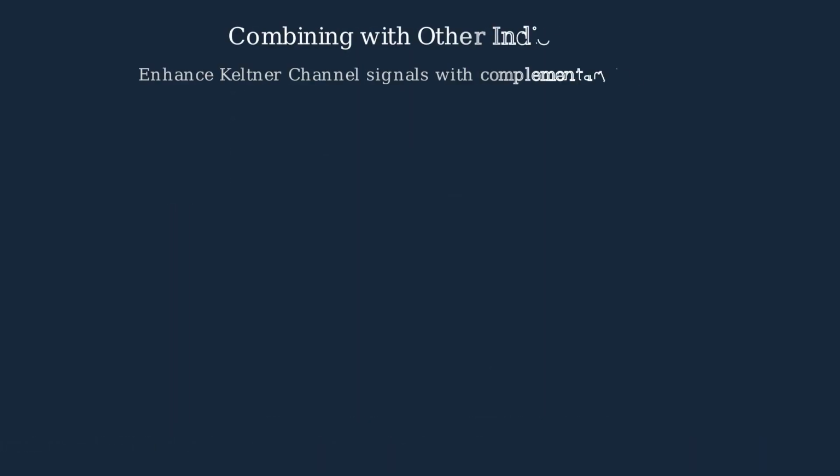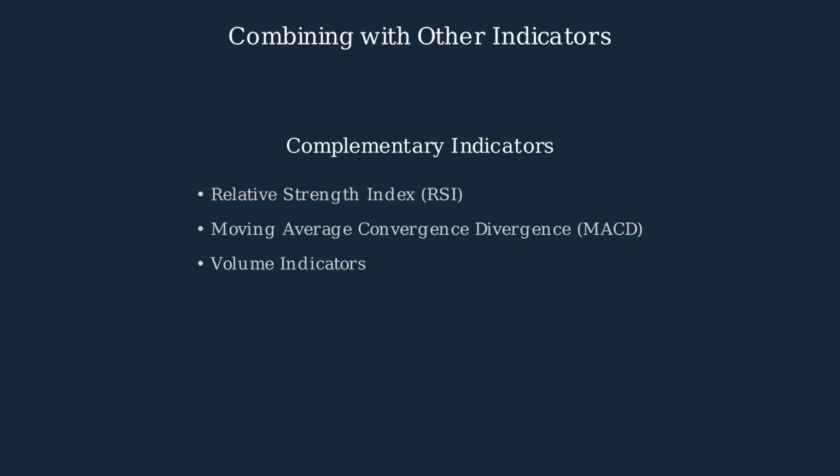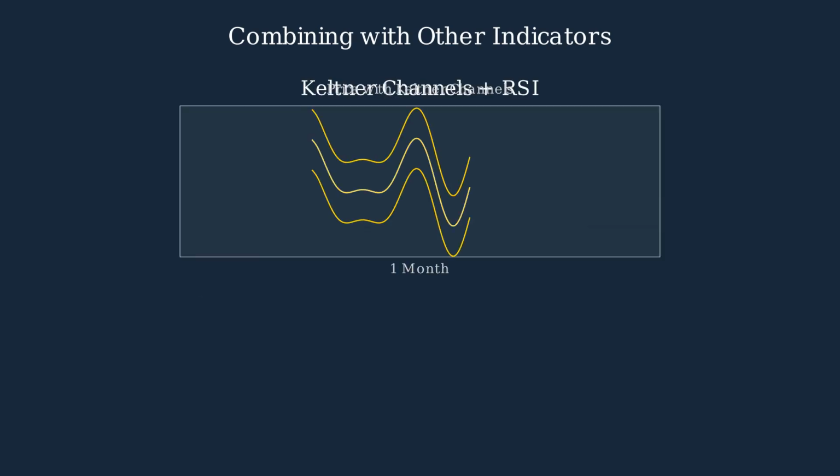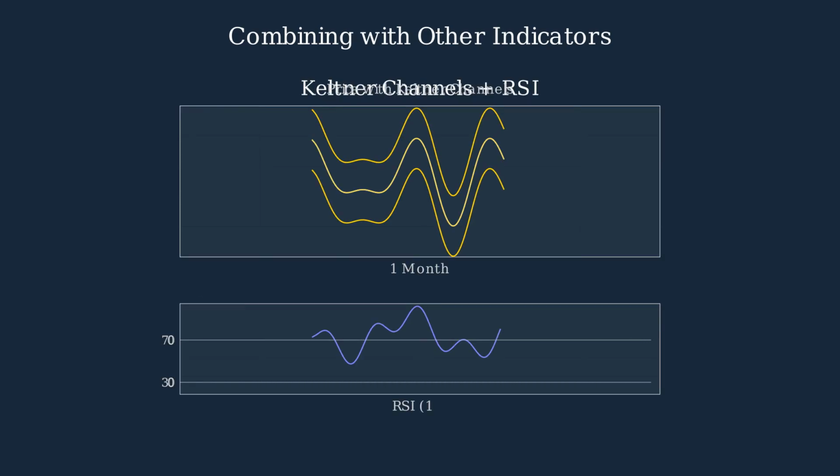Keltner channels provide valuable information, but combining them with other indicators can significantly improve your trading decisions. Several indicators work well with Keltner channels. These include RSI, MACD, volume indicators, stochastic oscillator, and various moving averages. When combining RSI with Keltner channels, look for RSI to confirm channel breakouts or mean reversions. For example, a bullish signal occurs when price breaks above the upper Keltner channel, while RSI simultaneously moves above 70, confirming the strength of the trend.